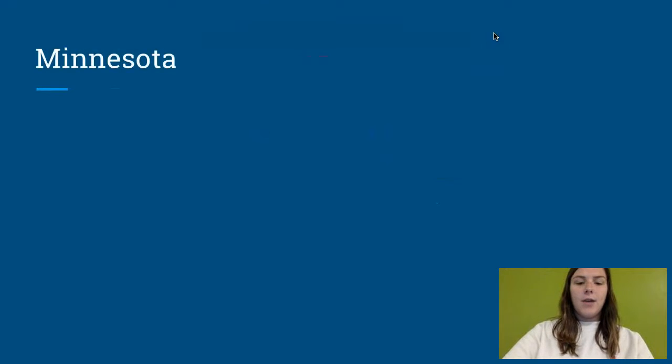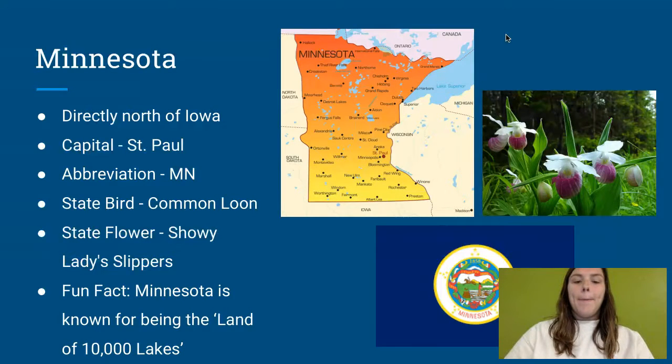Next we have Minnesota. Minnesota is north of Iowa. The state capital is St. Paul. The abbreviation is MN. The state bird is the common loon. The state flower is the showy lady slipper. Minnesota is known as the Gopher State or the land of 10,000 lakes.